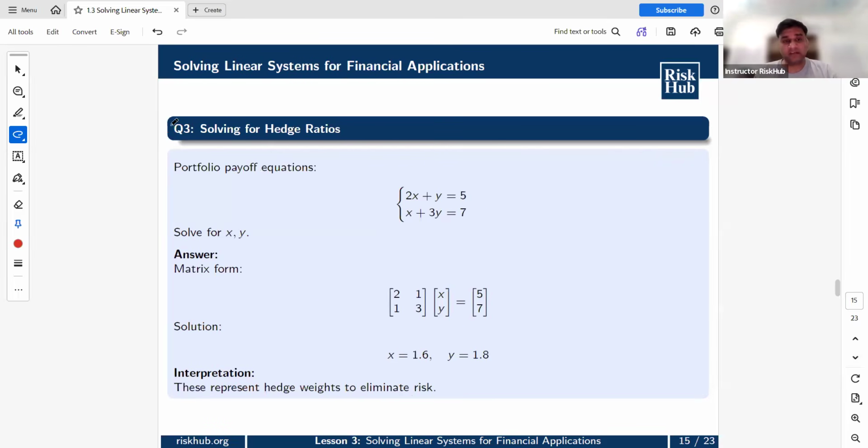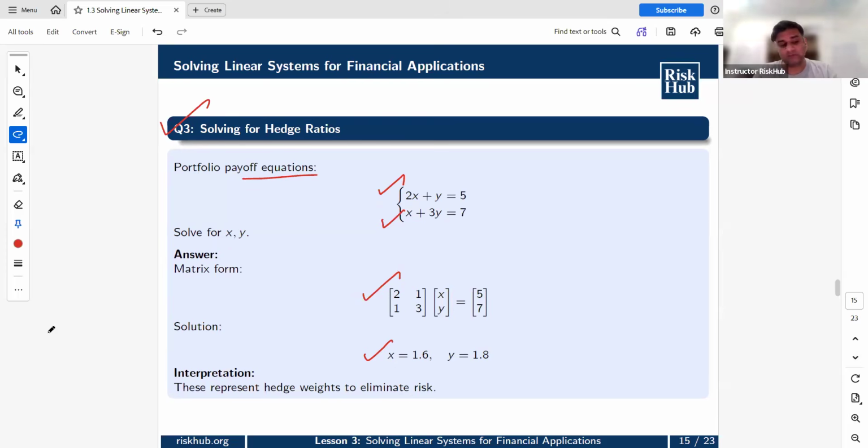Then we get into solving for the hedge ratio. Again, we look at the portfolio payoff equation. This is now pure risk management, very important for real finance. 2x plus y is equal to 5, x plus 3y is equal to 7. You make it a matrix form, which is converted here. The solution is x equal to 1.6, y equal to 1.8. These are hedge ratios, meaning how much of the hedge instrument to hold.